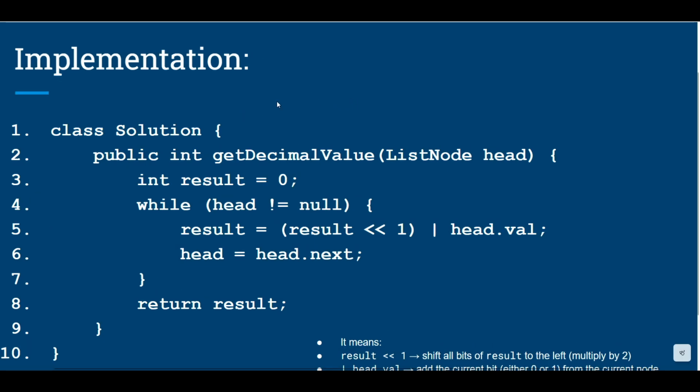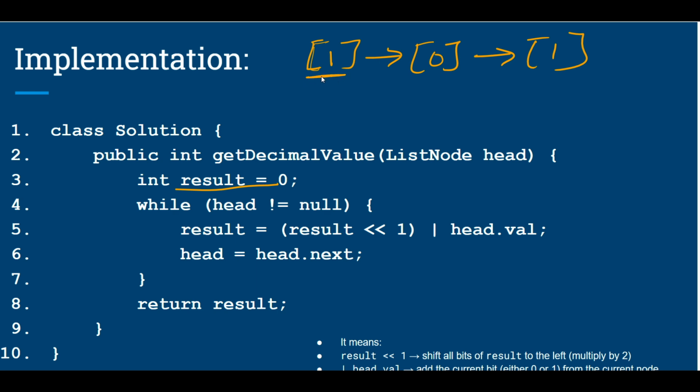Let's understand. The nodes we have been given are 1, then 0, and then 1, as a linked list. The very first thing, we take the result as 0. When we read the first node, head is here, this is our head. When we read the first node, we get the value 1.